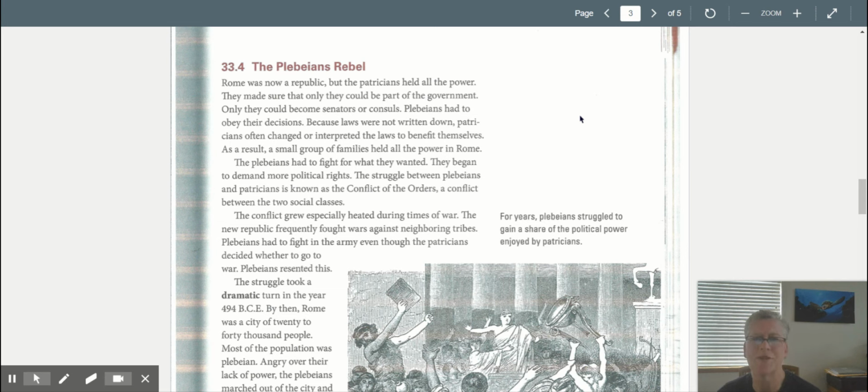The plebeians had to fight for what they wanted. They began to demand more political rights. The struggle between plebeians and patricians is known as the conflict of the orders, a conflict between the 2 social classes. So make sure you know what the conflict of the orders is. The conflict grew especially heated during times of war. The new republic frequently fought wars against neighboring tribes. Plebeians had to fight in the army even though the patricians decided whether to go to war. Plebeians resented this.